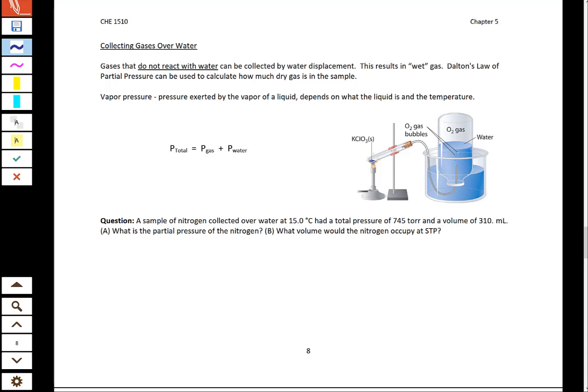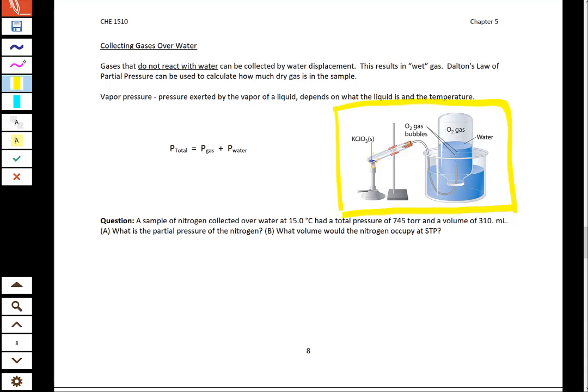We're going to pick up where we left off and talk about another example of Dalton's law of partial pressure. So when we run a reaction and we create a gas that we want to collect, gases are difficult to collect. So what we tend to do is use this setup. So let's take a moment to analyze what's going on here.